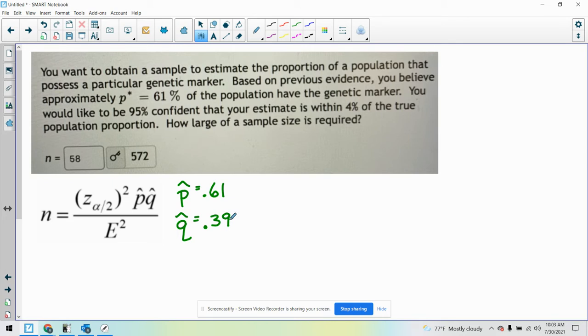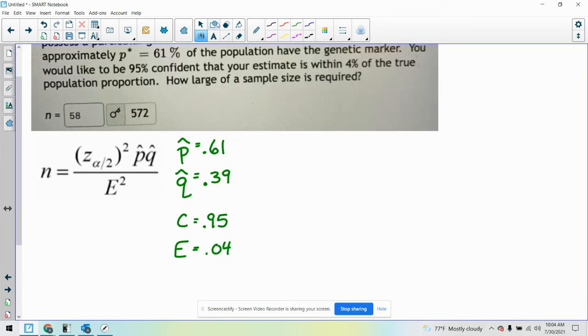The population, you would like to be 95% confident. Confidence is 95%, and we'll use that to find the z-score. It wants our margin of error to be within 4%, or 0.04. So the first thing you need to do is figure out what this z-score is. I'm going to start just by drawing a z-chart, a normal curve, just to show you what we're looking at.